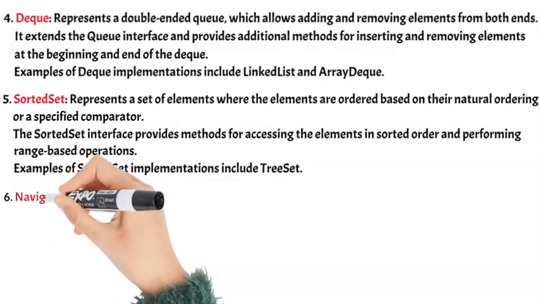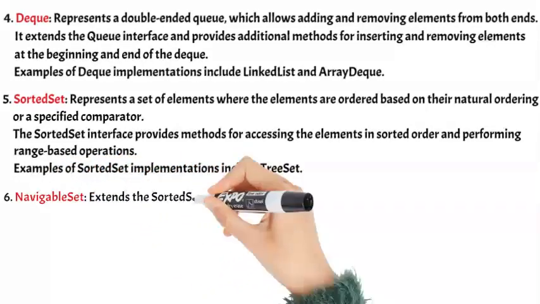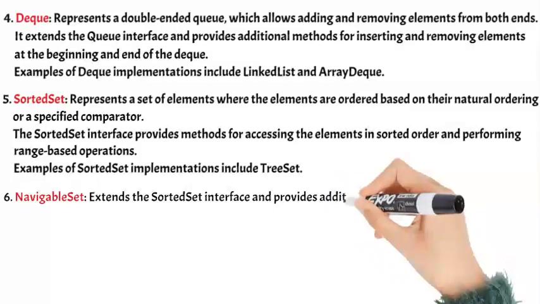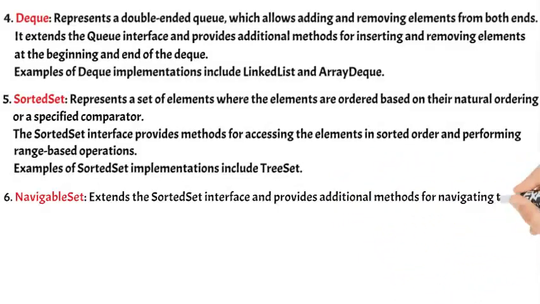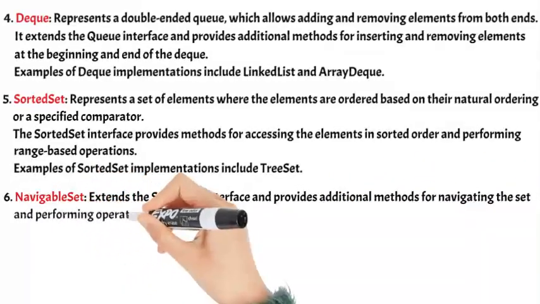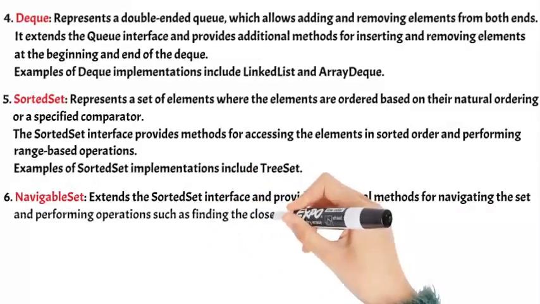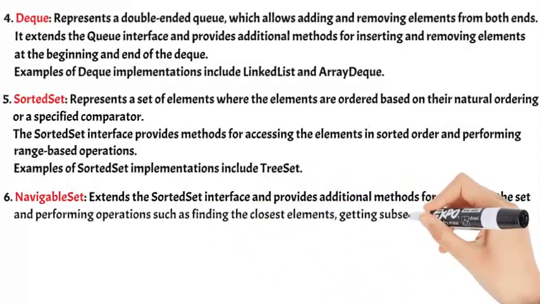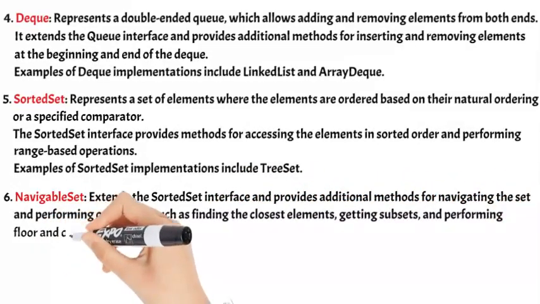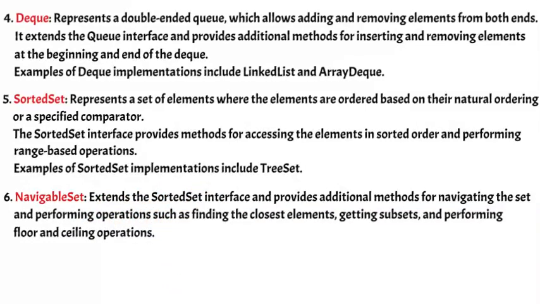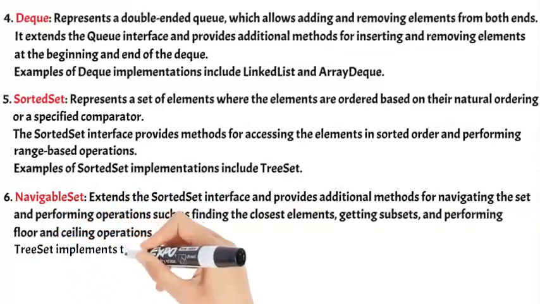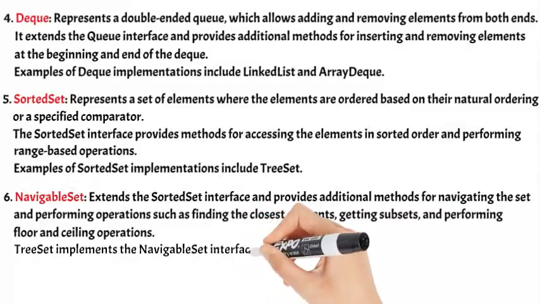6. NavigableSet extends the SortedSet interface and provides additional methods for navigating the set and performing operations such as finding the closest elements, getting subsets, and performing floor and ceiling operations. TreeSet implements the NavigableSet interface.